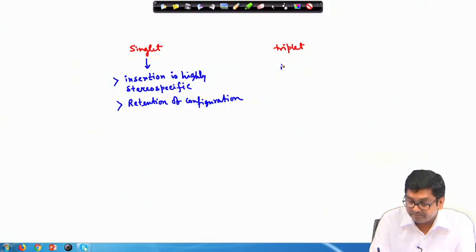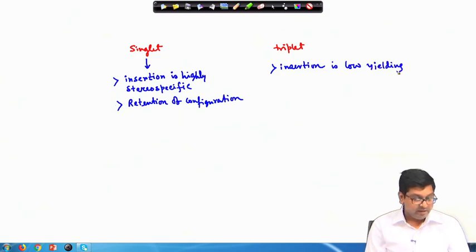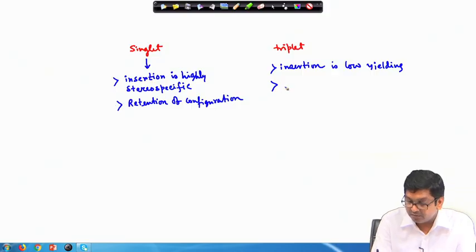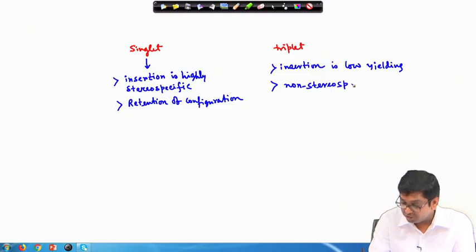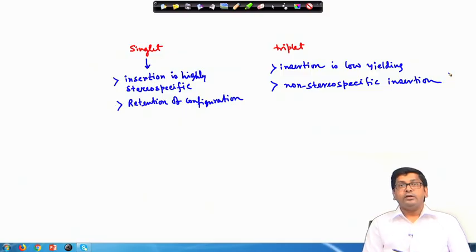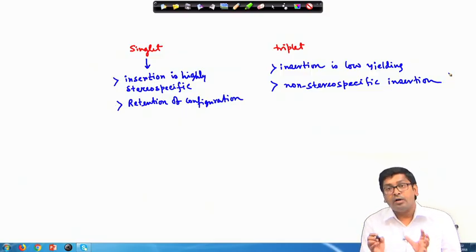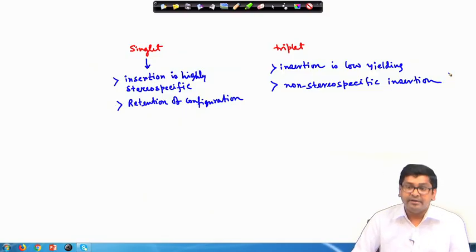low yielding, okay, and it is a non stereospecific addition, sorry, non stereospecific insertion. Okay. So these are the different types of reactivity for different nitrenes.